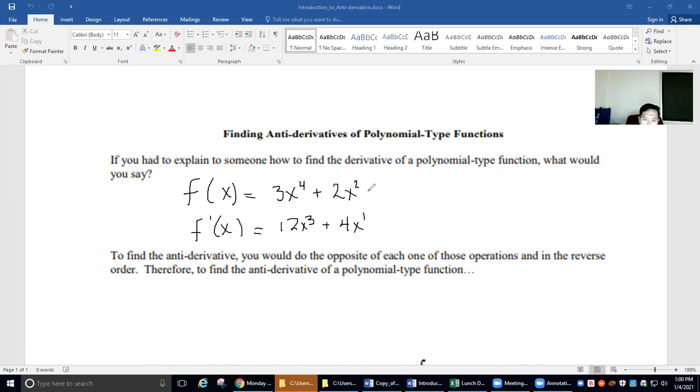So there you go. I didn't have a constant here, but let's say if it was adding 3 at the end of it, obviously this would go to 0. Okay, so that's it. That's how you would tell somebody how to find the derivative of a polynomial function.